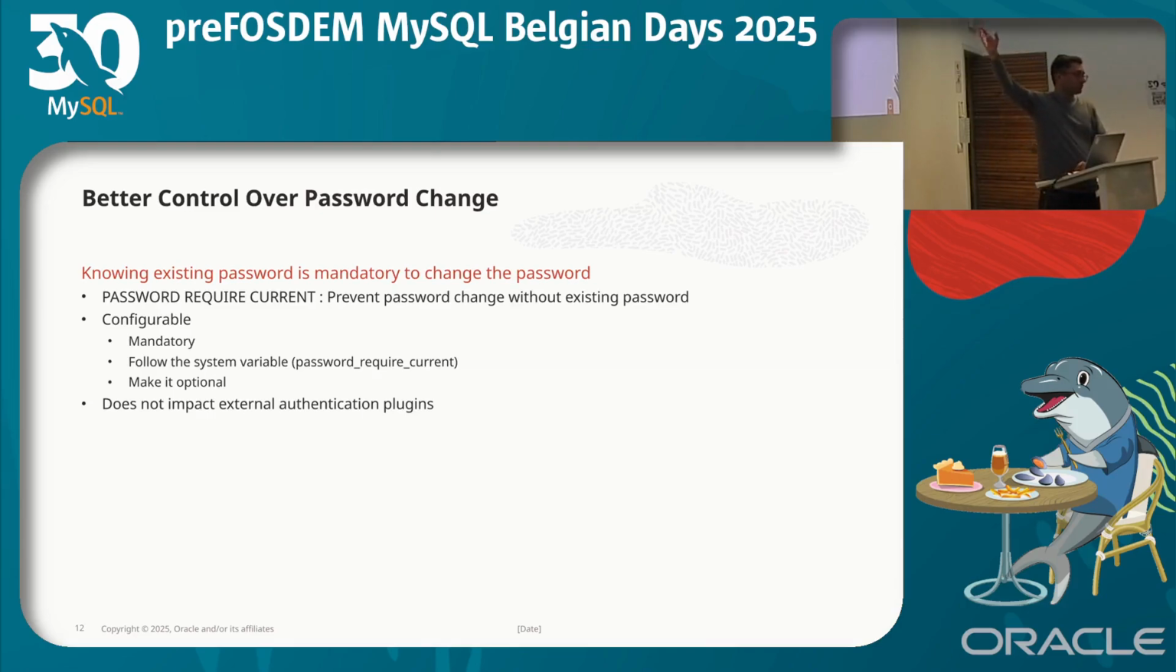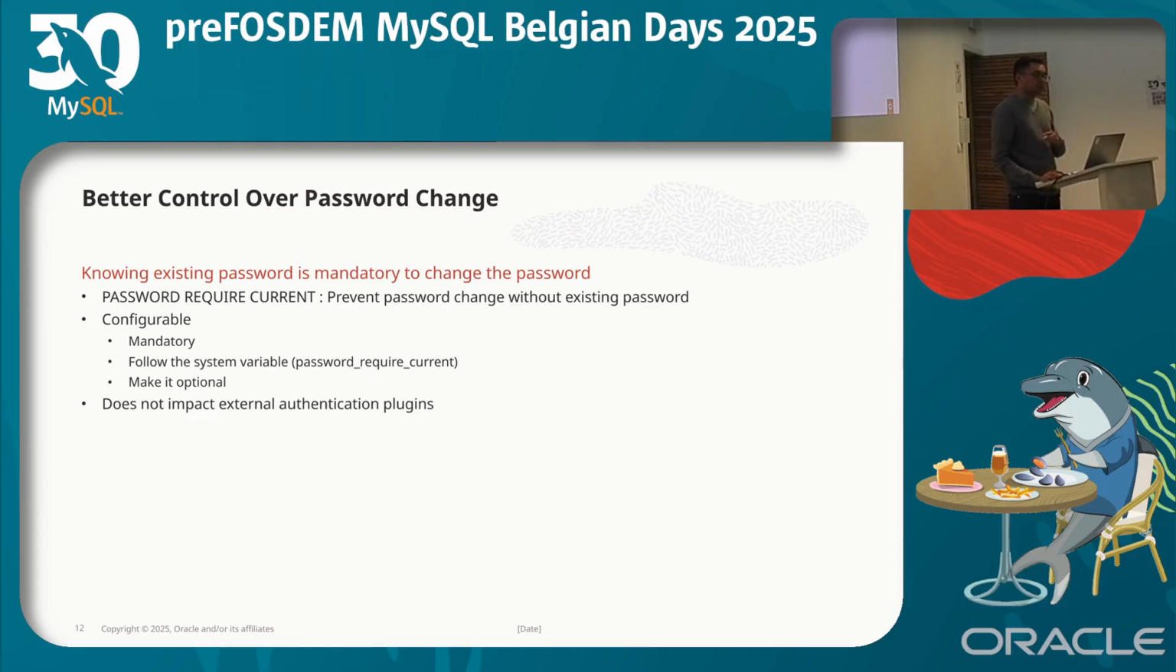And by the way, this is a community feature. Somebody asked me to call that out. This is done through something called PASSWORD REQUIRE CURRENT. That's a clause in your CREATE USER or ALTER USER syntax. Specify it, and you can make it configurable, so that for every password change you provide your current password, whether you follow a global policy or you make it optional. It works on accounts which are using the MySQL user table for password storage, which is currently caching SHA-2. If you are using external authentication, this does not apply to you.